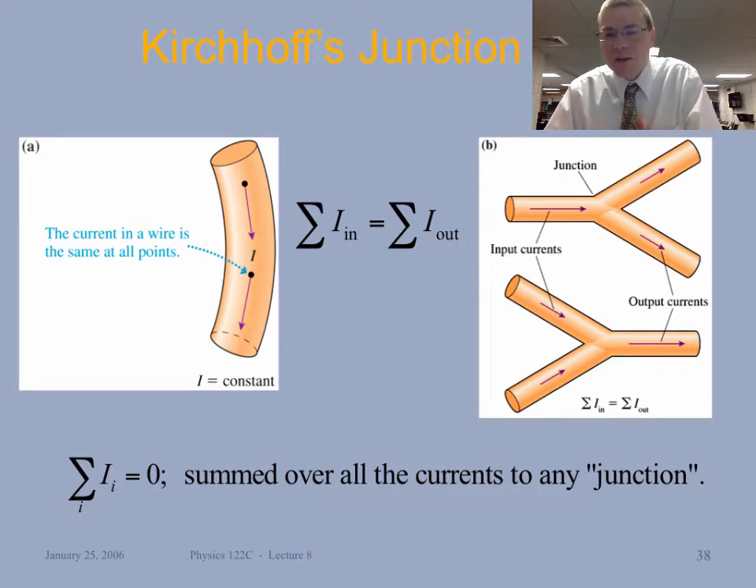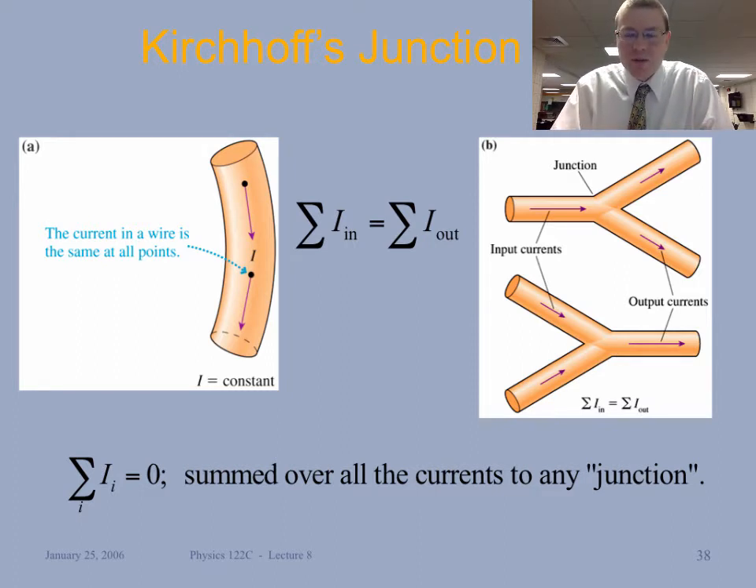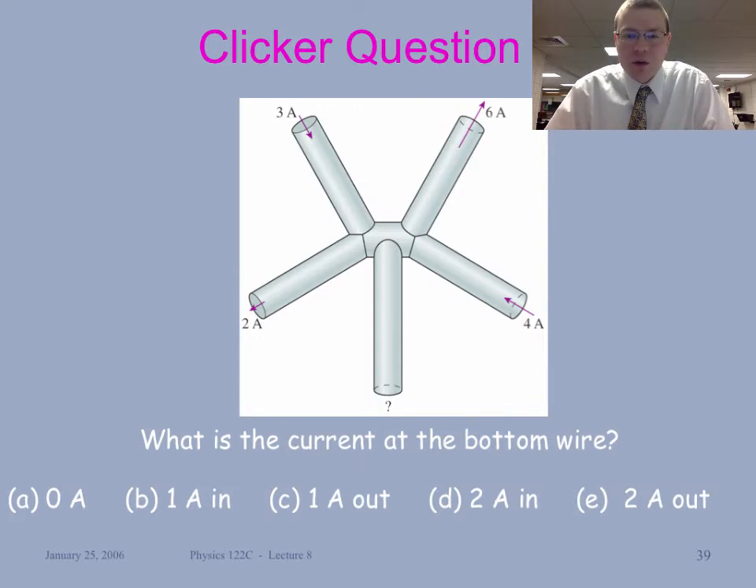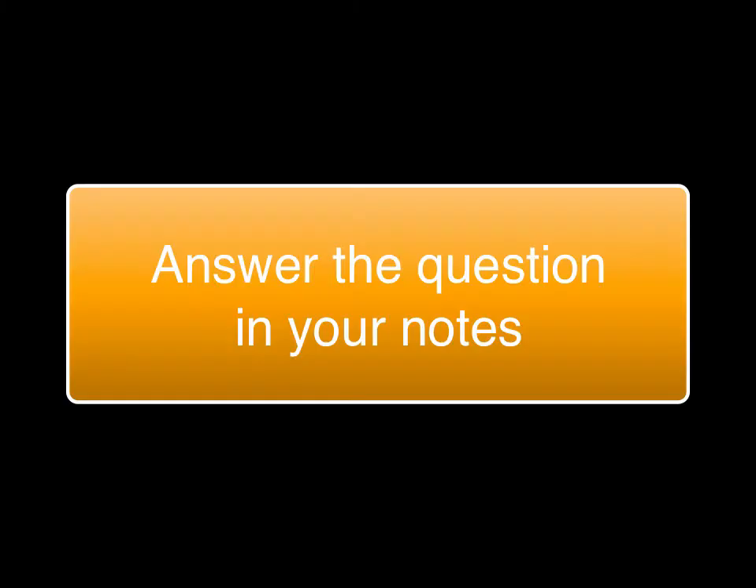All that current hits the split, and some of it goes up and some of it goes down, or the reverse can happen. You can have 2 input currents and equal 1 output current here. I'll leave this question here for you. If I've got all these currents in these 5 different directions, the question is, what is the direction in the bottom wire? You've got 3 amps coming in, you've got 2 amps going out, 6 amps going out, and 4 amps going in. What must be the current in that bottom wire?